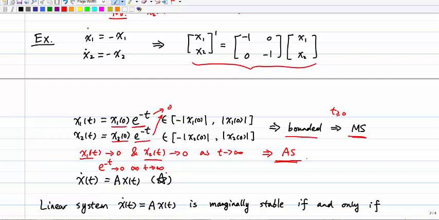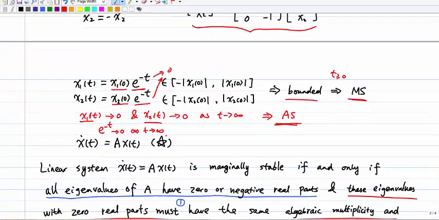That's how we can verify that a system is marginally stable and asymptotically stable based on the definition. The key idea is that we compute the solution of x of t, and verify if this x of t is bounded for all positive t as t goes to infinity, for a bounded initial condition x0.